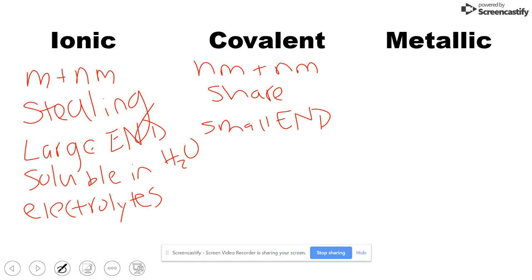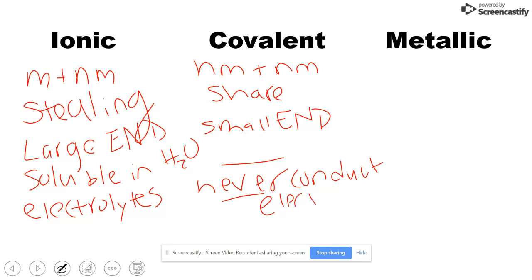Covalent compounds, also sometimes known as molecular compounds, can be soluble in solution. I'm not going to speak to whether or not they're soluble in water because some are soluble, some are not, depending on whether or not they're polar or nonpolar. But they never conduct electricity. They are not conductors of electricity, they're actually good insulators. Again, I apologize for my handwriting, I'm using my finger.